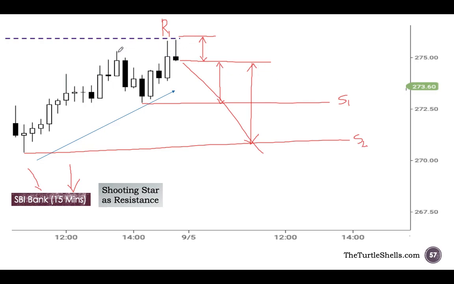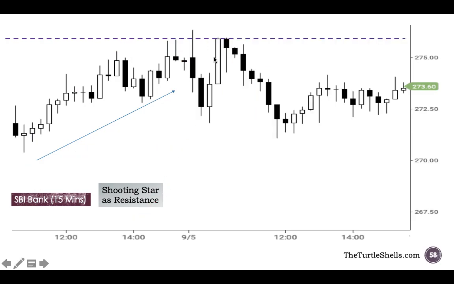This shooting star is confirming the resistance created by this candle, where the price has gone down. The shooting star confirming prior resistance is an even more powerful sign. The shooting star itself has become resistance. If you see here, this candle and these two candles have not been able to break that resistance. This candle has been able to cross that resistance but not been able to close above it.